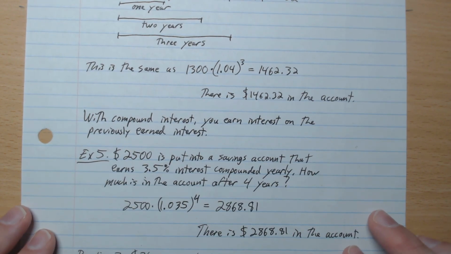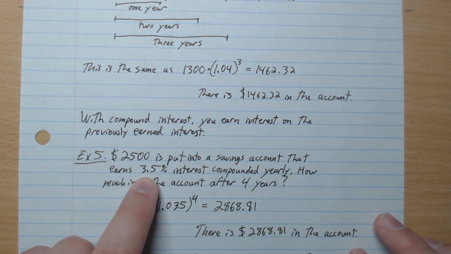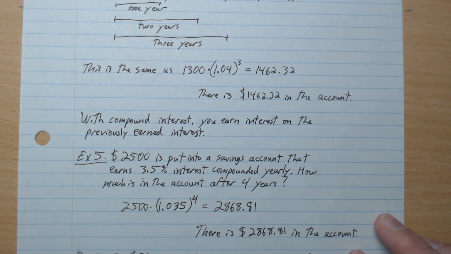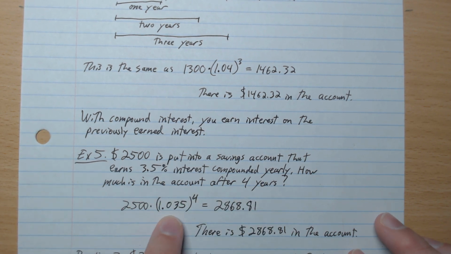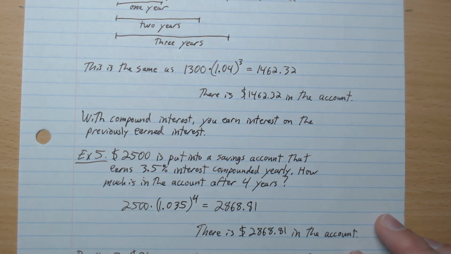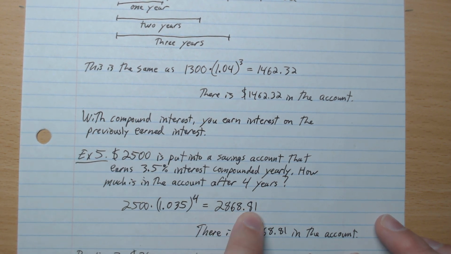So example 5. $2,500 is put into a savings account, 3.5% compounded yearly. How much is in the account after 4 years? So 3.5%, that's 1.035. 4 years, so to the 4, times 2,500 gives $2868.81 in the account.